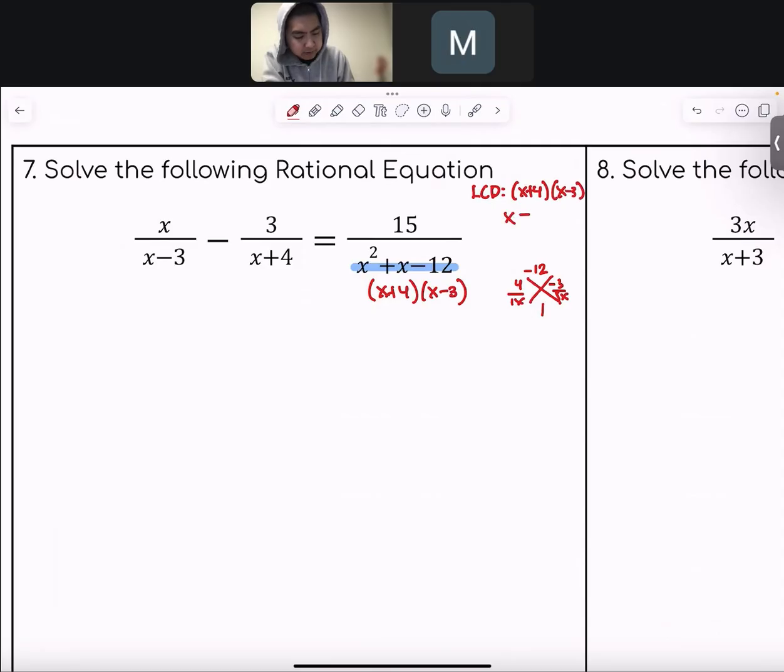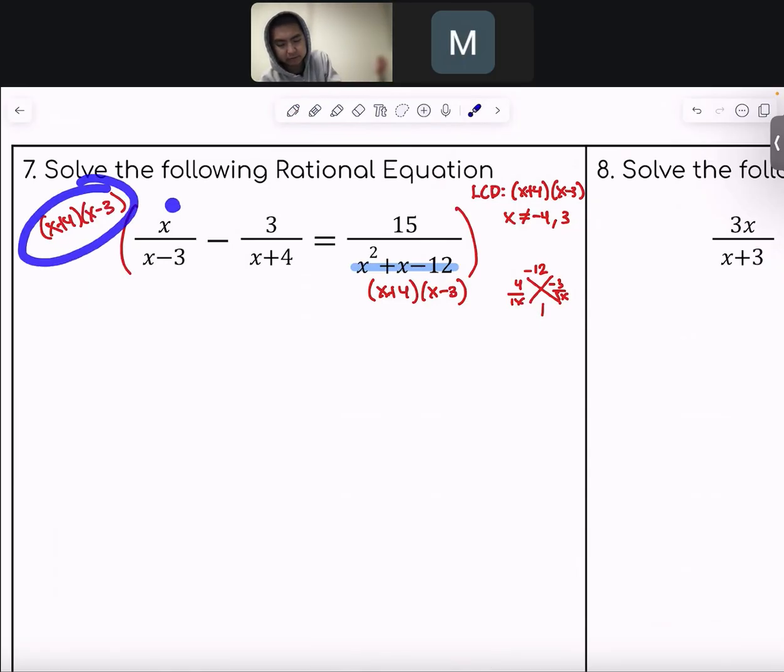So that means x cannot be -4, nor can it be 3. If it is these numbers, then these will shoot to 0, which is not good. That's undefined. So we're going to multiply everything by your guys' LCD. So when we multiply this to this, x minus 3's cancel.